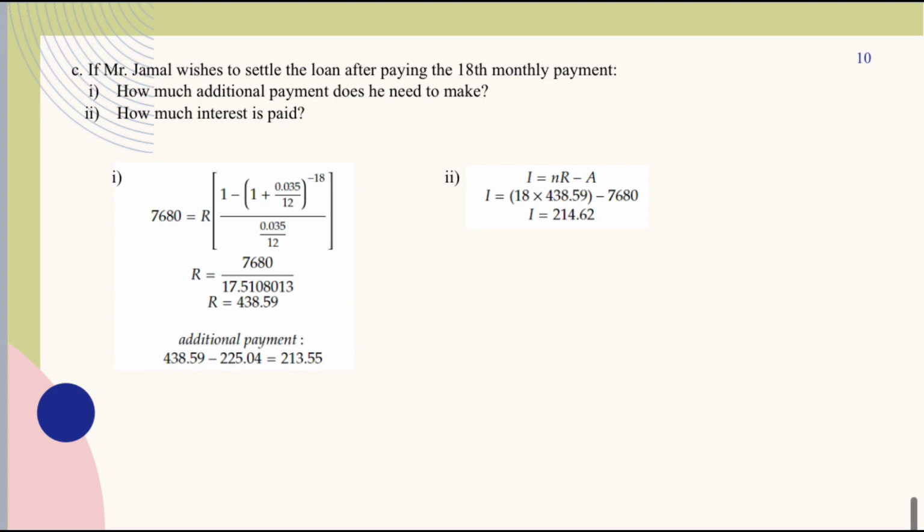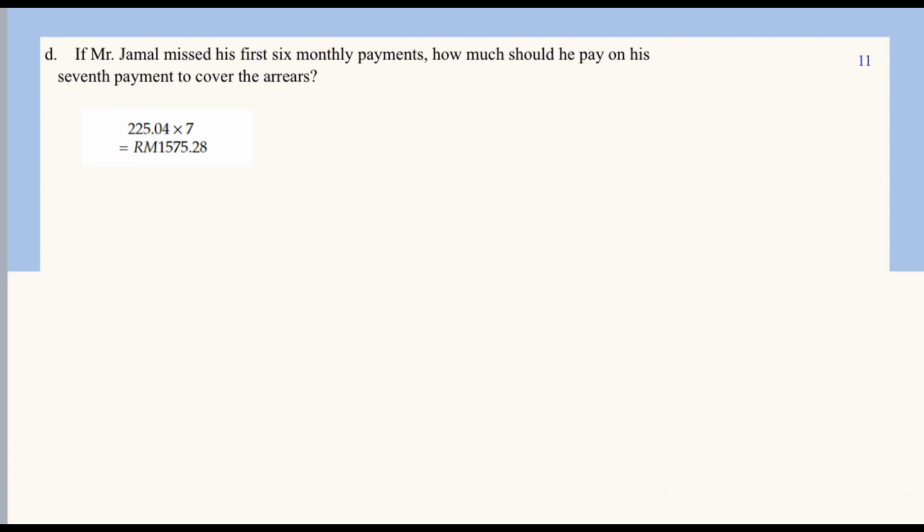For the second part, interest equals NR minus A. So N will be 18, R will be 438.59, and then A will be 7,680. So the interest will be 214.62.